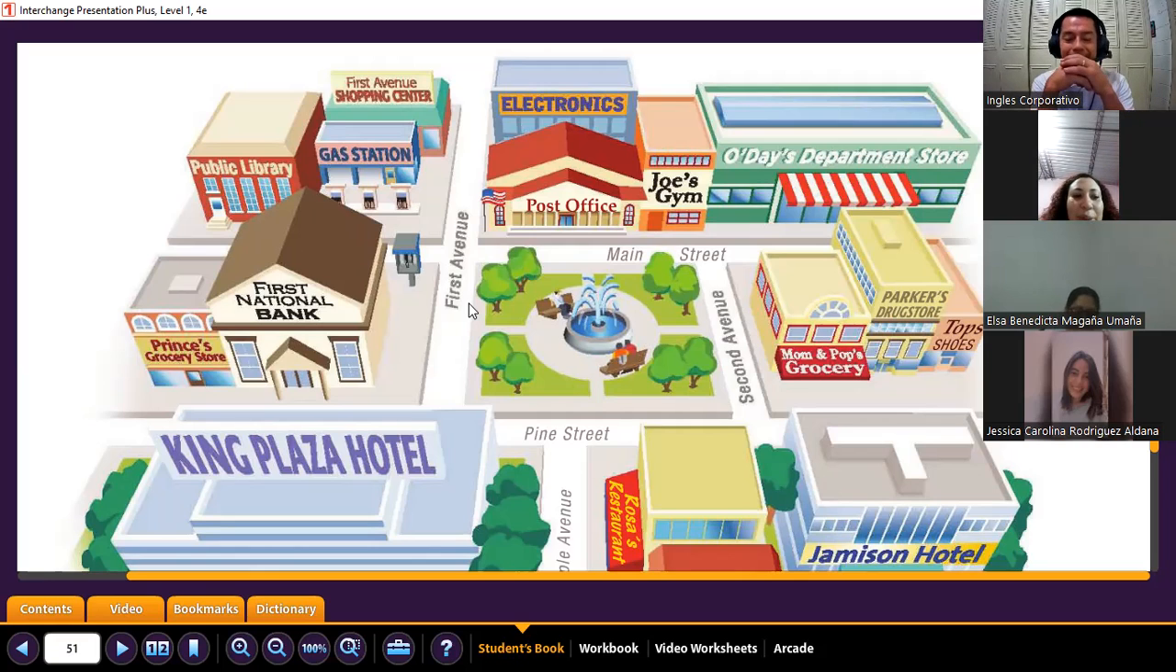Yes, there is one next to the building, the gas station. Okay, next to the gas station, right? Okay, thank you. Now, Estenia, your question, please.